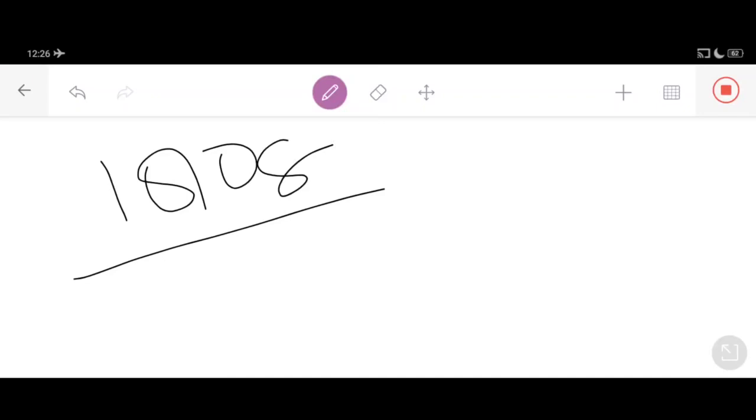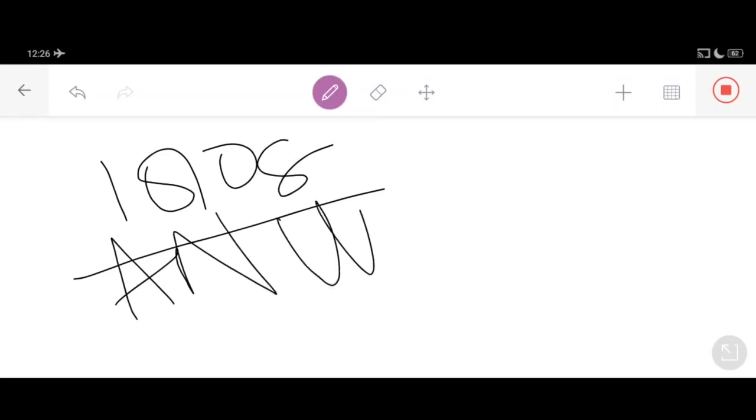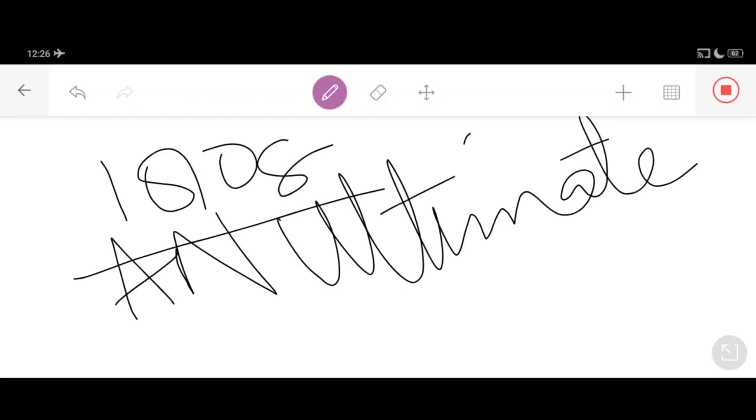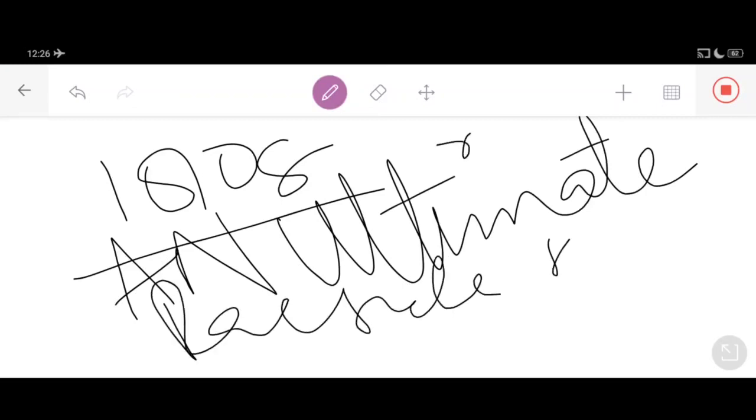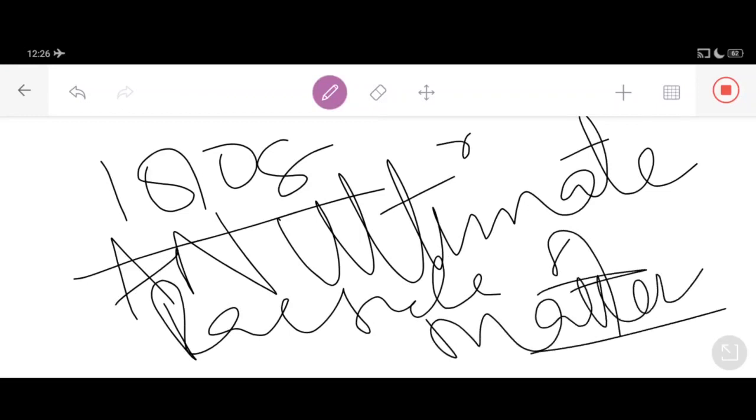So the last thing I told you regarding Dalton's atomic theory is that this atom is an ultimate particle of matter. Ultimate particle, my dear students. So we finished Dalton's atomic theory.